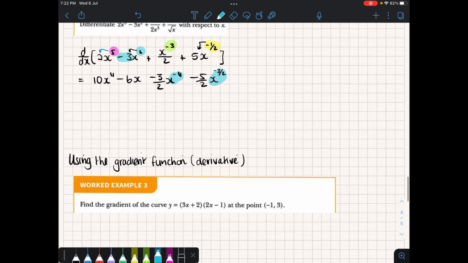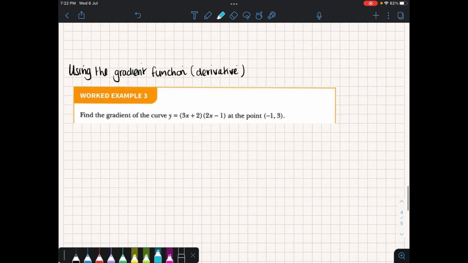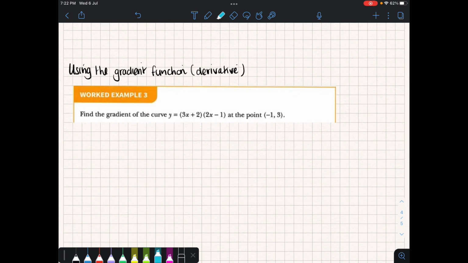All right, now let's look at some examples of where we would use the gradient function. So here I have some function. The curve is y equal to (3x + 2)(2x - 1). And if we think about this, this is a quadratic. And what we're asking is, what is the gradient at this point?